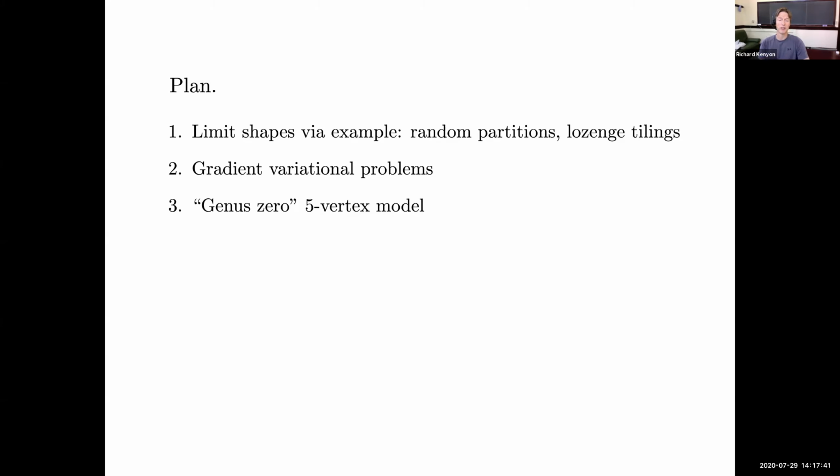In most of the next lecture I will talk about general, less probabilistic things, but general gradient variational problems and how to solve them. Then as an application of those results, in the 3rd lecture I will talk about the 5-vertex model, which is a special case of the 6-vertex model that Hugo and others have been talking about, and in particular the genus 0 5-vertex model, which is a slight generalization of that.